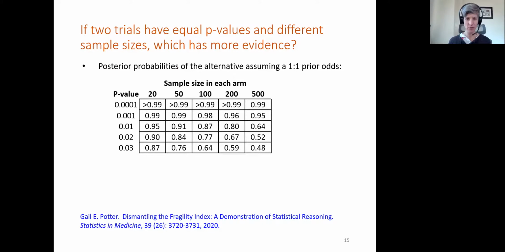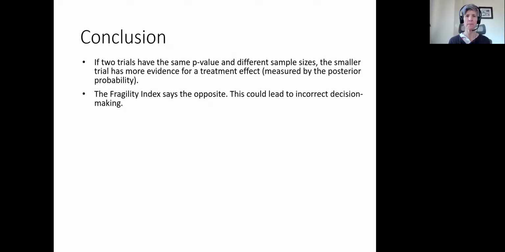So again, you see for a fixed p-value, the smaller trial has more evidence for a treatment effect than the larger trial. And the Bayes factors follow the same pattern. So this finding is independent of the choice of prior odds. So if two trials have the same p-value and different sample sizes, the smaller trial has more evidence for a treatment effect as measured by the posterior probability. But the fragility index says the opposite, and this could lead to incorrect decision-making.